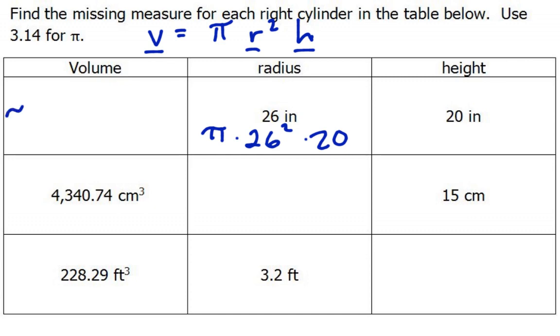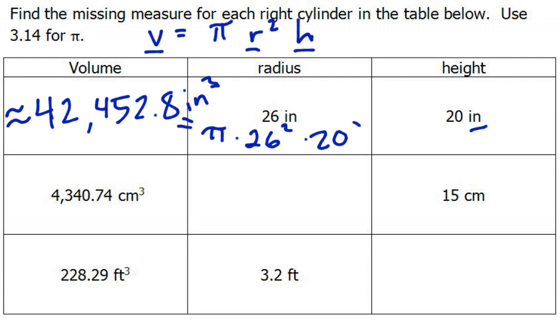And in my calculator it says that that's going to be approximately equal to 42,452.8. They did give me units this time, so I'm going to say inches cubed, and that's going to be the answer for that part, because V equals this stuff from the formula. Now in the next one I've already got V. They've told me what the volume is. It's equal to that. And if that's supposed to be equal to pi times r squared times h, well, h is known. That's the 15.